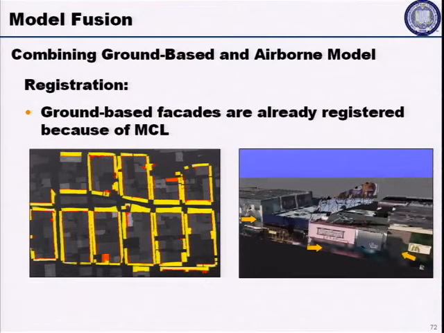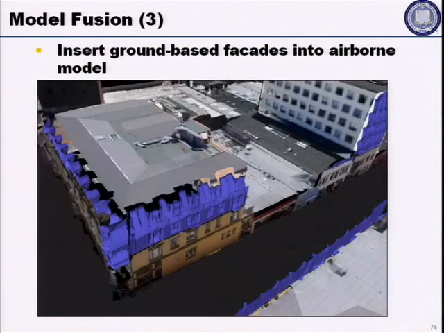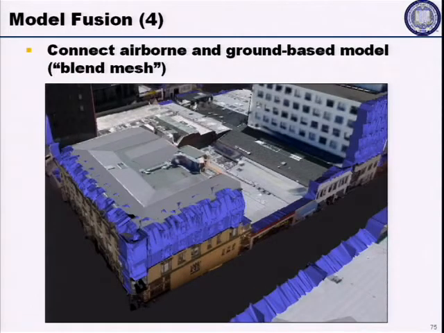So you divide your model into segments, remove the part of the airborne model that's touching the street, which is shown in this gray area here. Insert the ground-based model, which is shown here, and this part of the ground-based model doesn't have texture, but it is still ground-based, you can see that. And as you can see, there's some holes between the ground-based and the rooftop model. And what we do is apply what's called a blend mesh to connect the two things together.